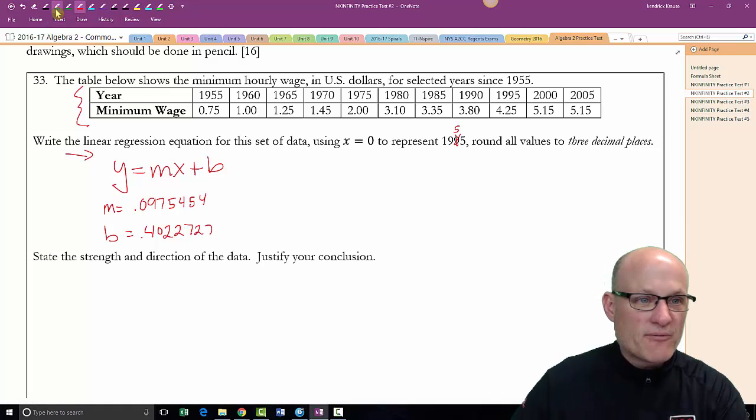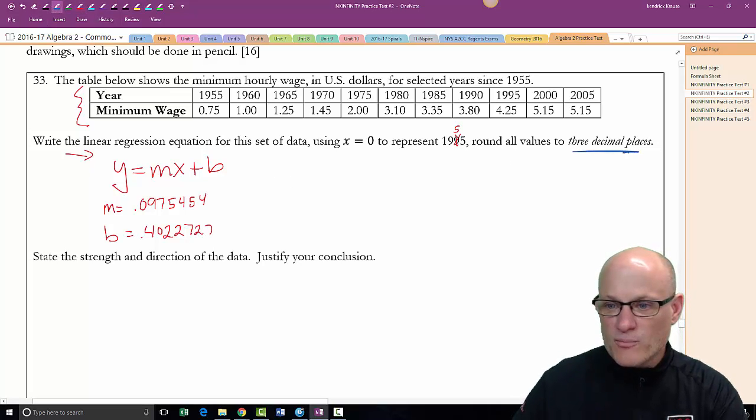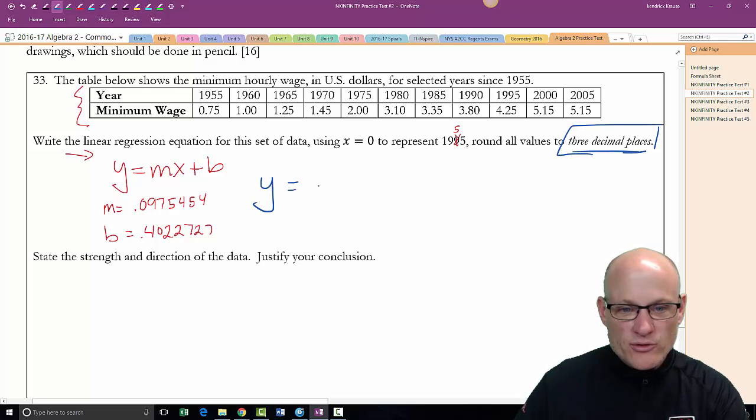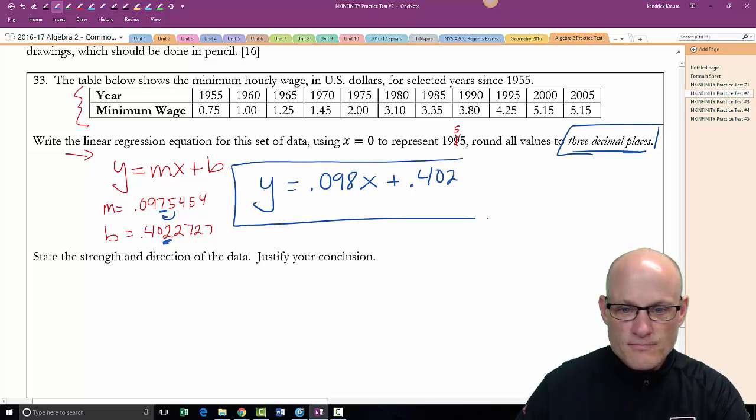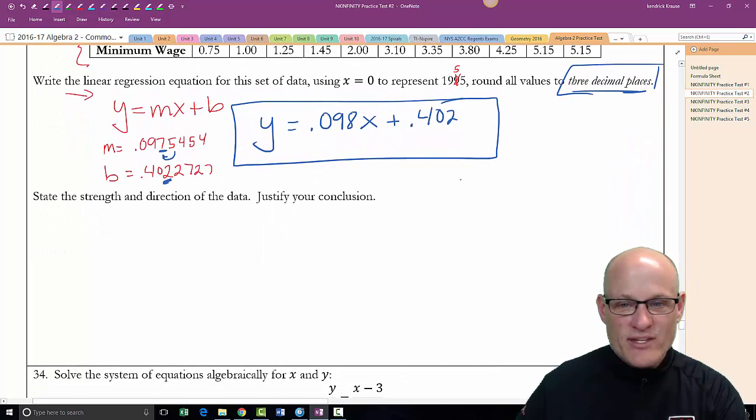2727. So I need to give my final answer rounded to the nearest thousandths place. Y equals 0.098, three decimals. There's the one you're going to make the decision on. We're going to round up. 398x plus, it was positive, correct? Plus 0.402. Here's my equation. State the strength and direction of this data.